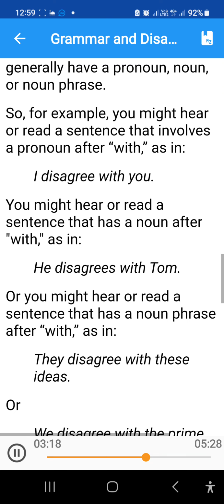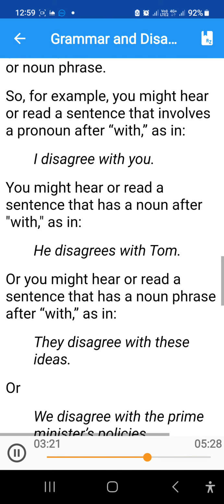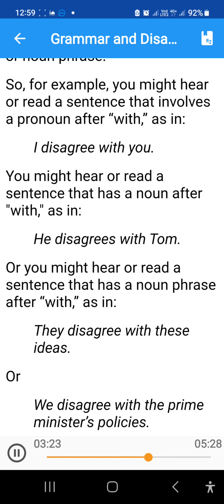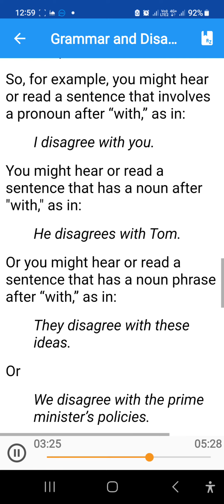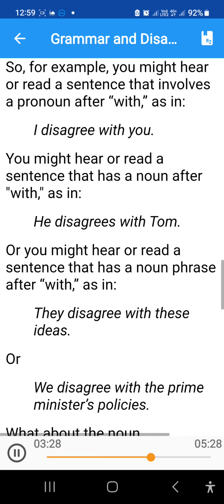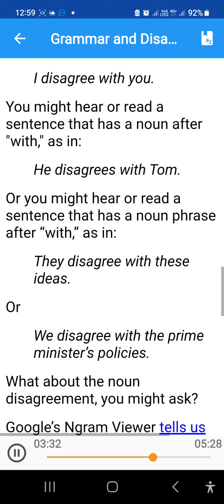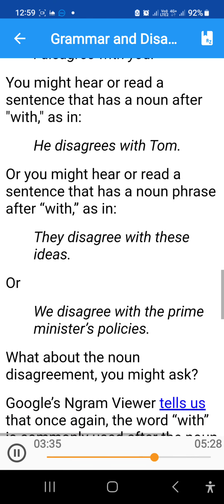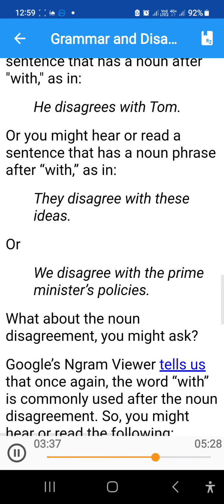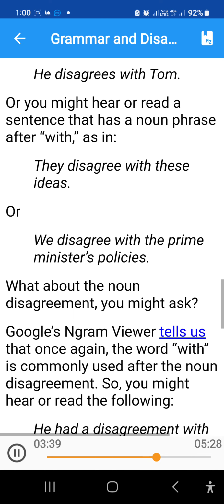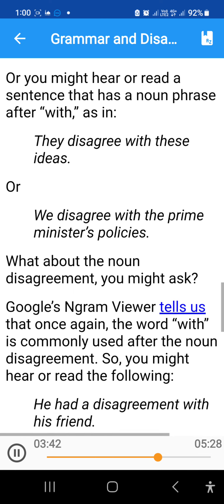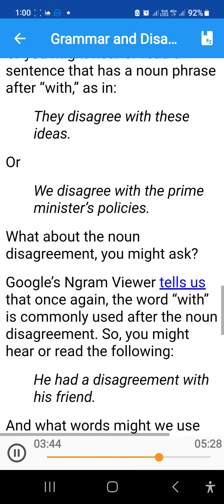So, for example, you might hear or read a sentence that involves a pronoun after with, as in, I disagree with you. You might hear or read a sentence that has a noun after with, as in, he disagrees with Tom. Or you might hear or read a sentence that has a noun phrase after with, as in, they disagree with these ideas. Or, we disagree with the Prime Minister's policies.